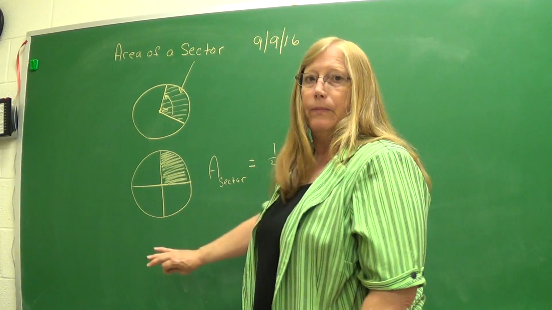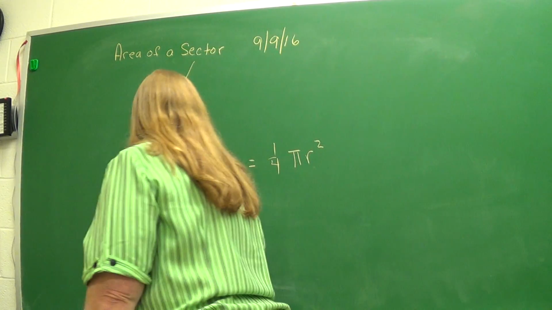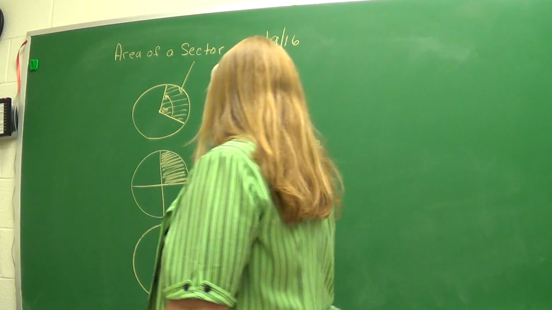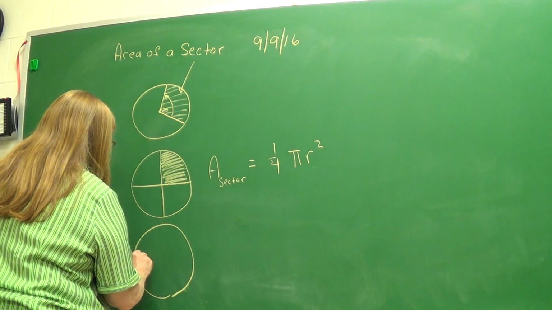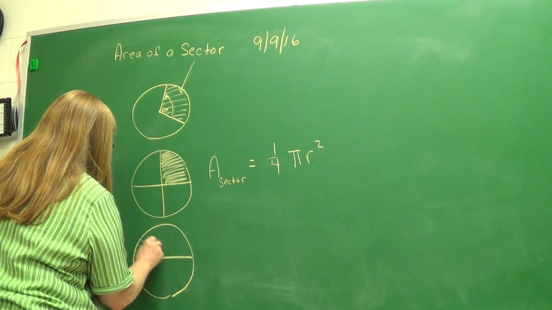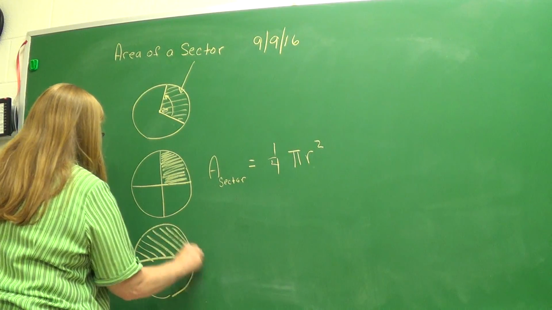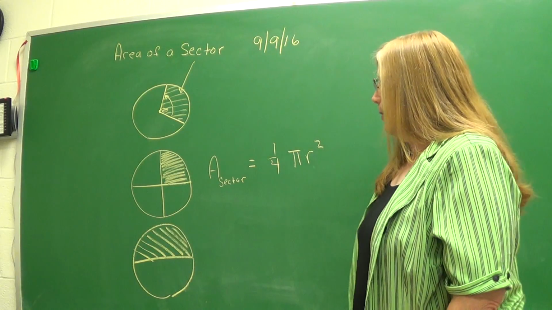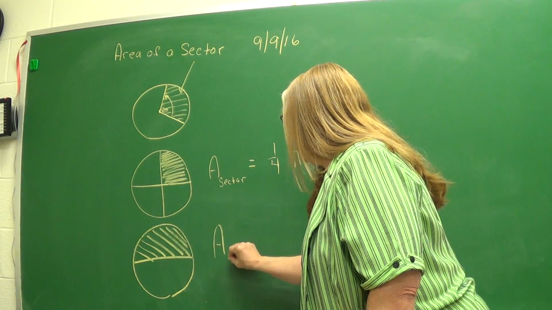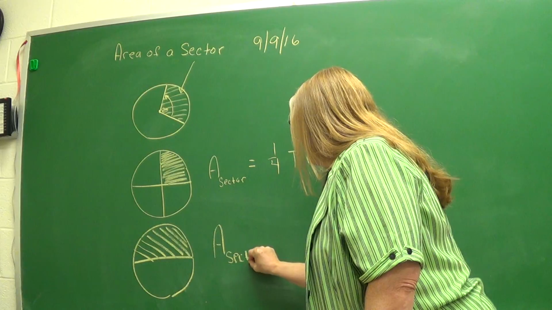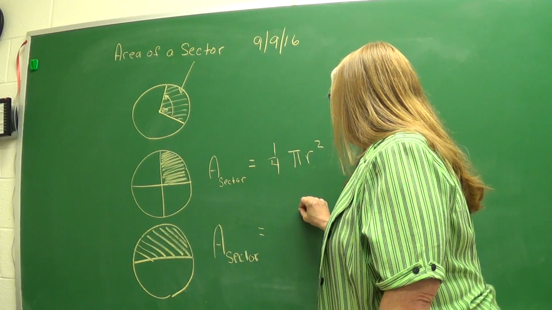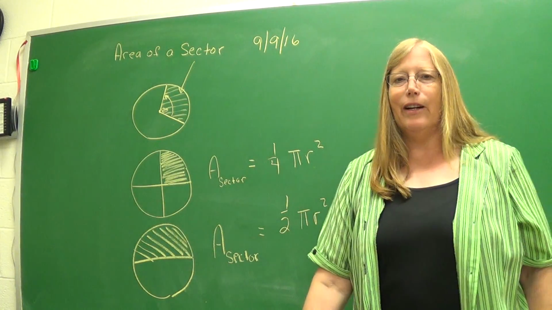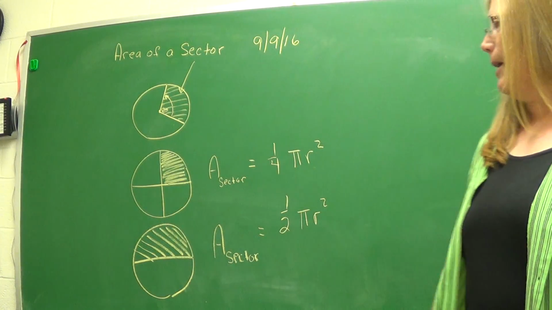All right, does it show up down here? Yes, it does, barely. All right, suppose we're having this. Can you eat this much of the pizza? All right, so this time, the area of the sector is going to be pi r squared for the whole thing, but we are only going to eat half of it. So 1/2 pi r squared.